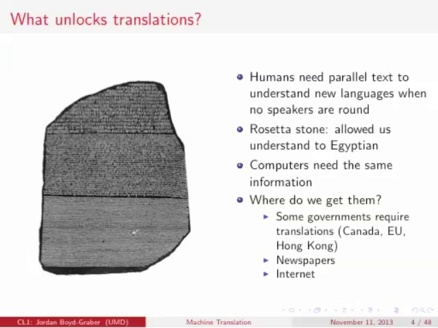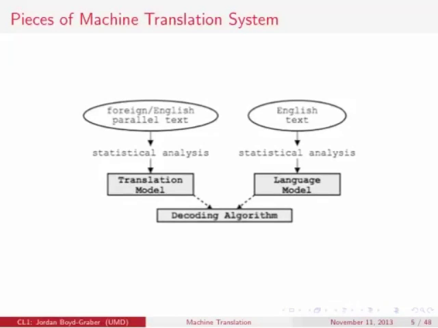And fortunately for us, there are a lot of organic ways that these data are created. So for example, some governments require translations in multiple languages. So for example, the European Union, Canada, Hong Kong, many newspapers have translations of the same article into multiple languages. And if you look on the web, there are many web pages that exist in multiple languages. And these parallel texts have allowed the statistical revolution in machine translation that actually makes fairly reasonable systems.